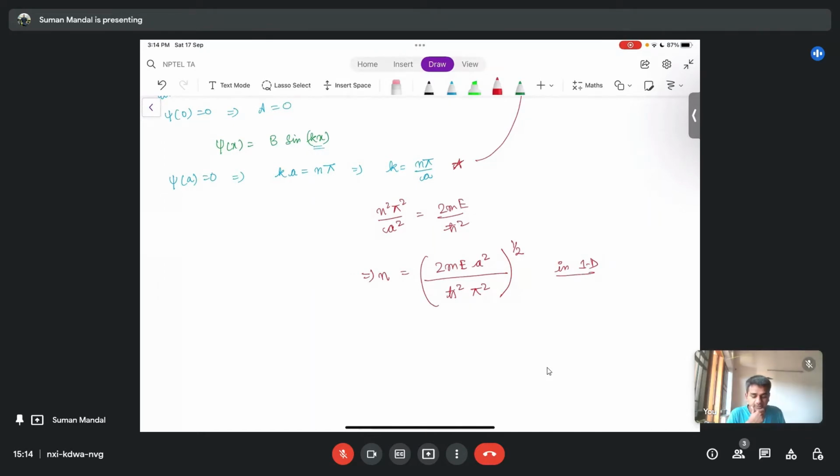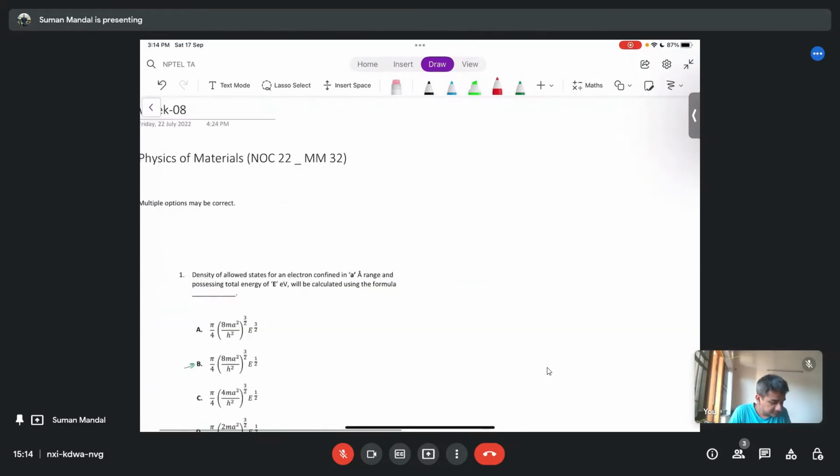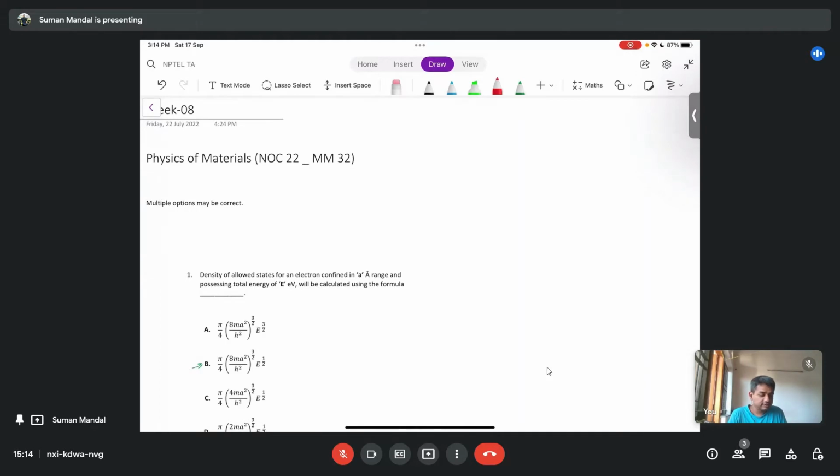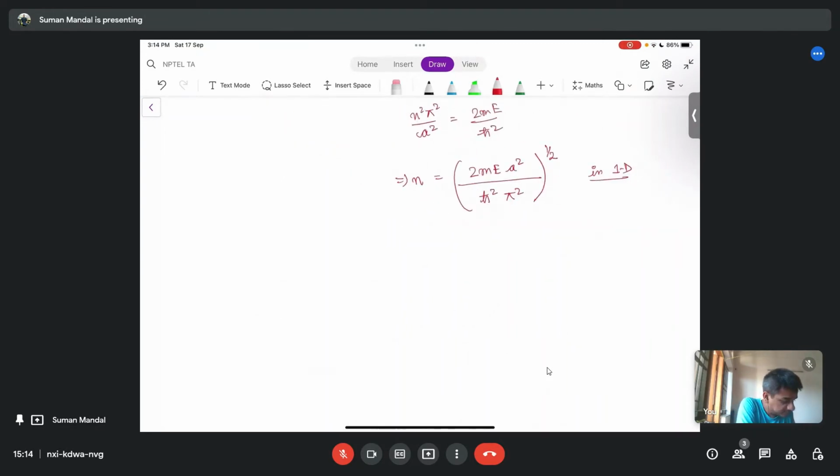So now we want to find out what is the total number of states that are occupied, because from that we can find out the density of states. So basically what we'll do is calculate the total number of states. So let's say this is the states, this is the energy level.